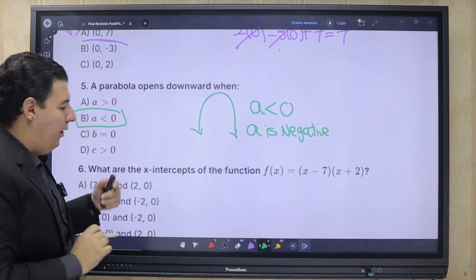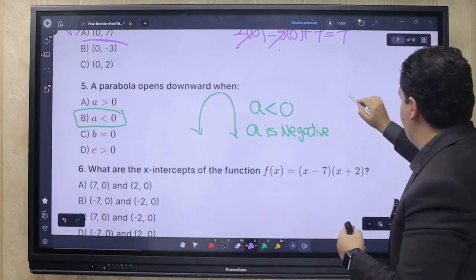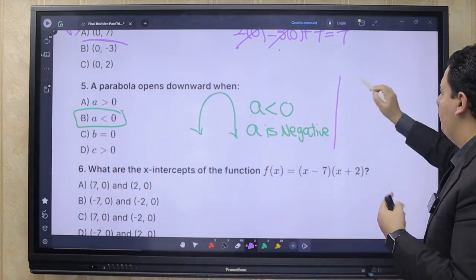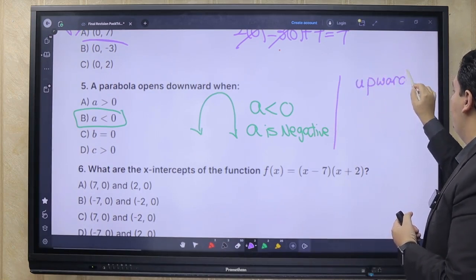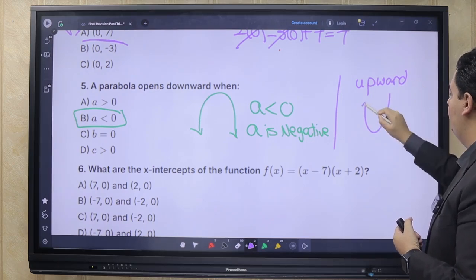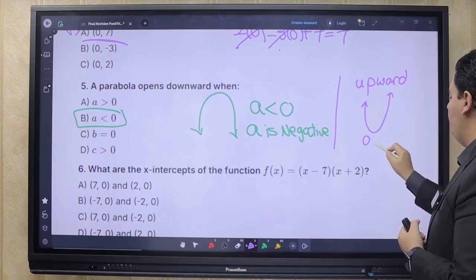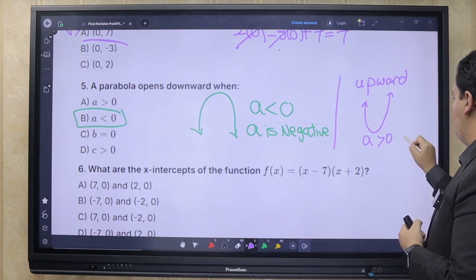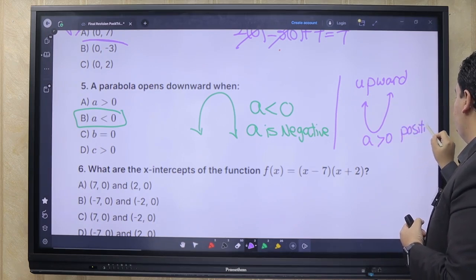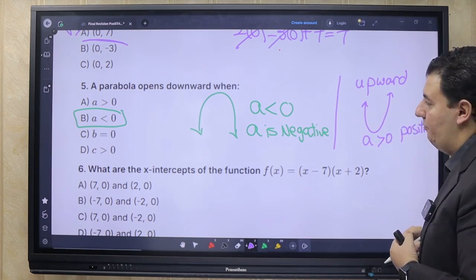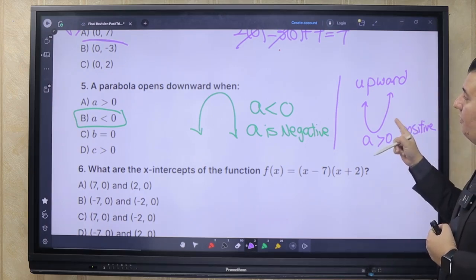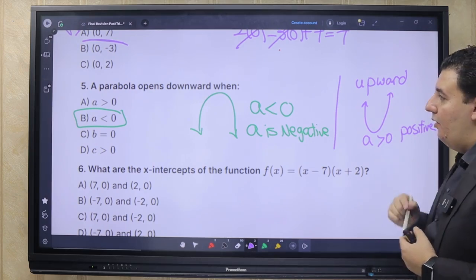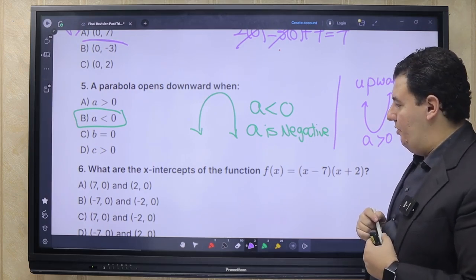While if the parabola, according to the next example, or if something else comes up in the exam, opens upward, which means the curve is upward, so a here is greater than 0, which is positive. A greater than 0 is positive, so this curve opens upward, but here a is smaller than 0.